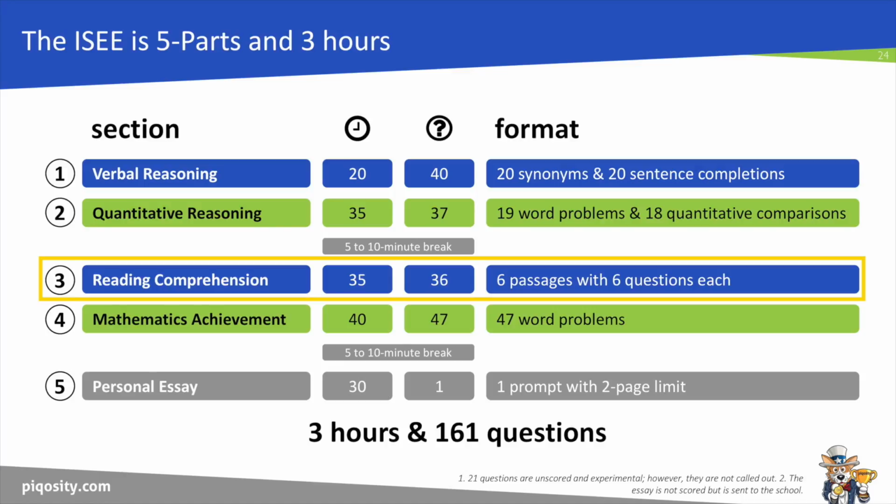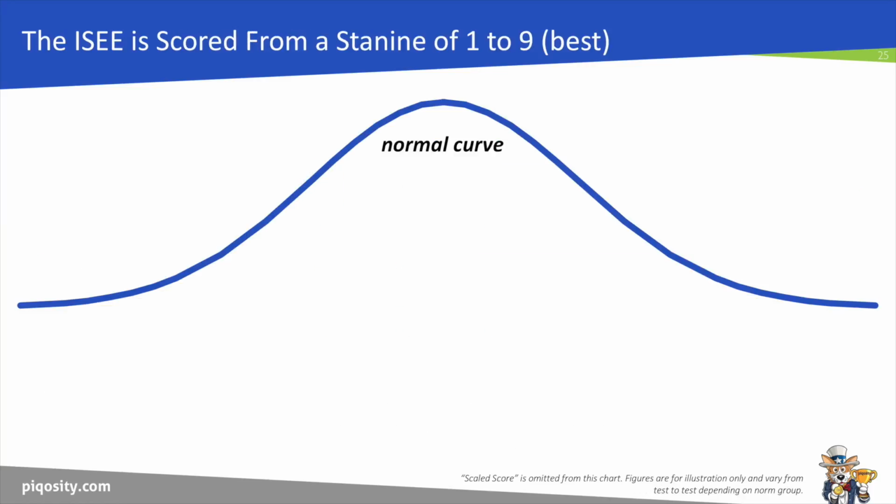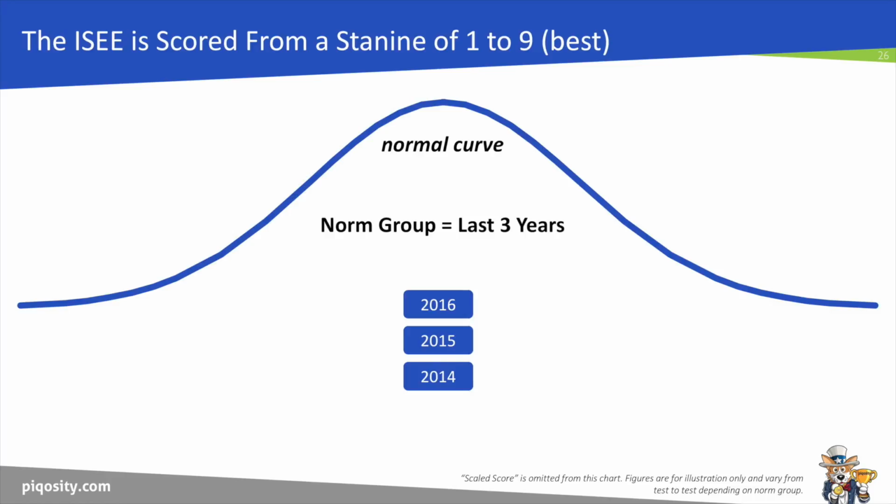Why do other students affect your child's score? It's because the ISEE is a pure norm test. The ISEE is scored along a normal curve, also called a bell curve, in which students are given a score relative to their peers, the norm group. For the ISEE, the norm group is students applying to the same grade from the 3 years prior to your student's year. Scores from the current year are not part of the norm group.